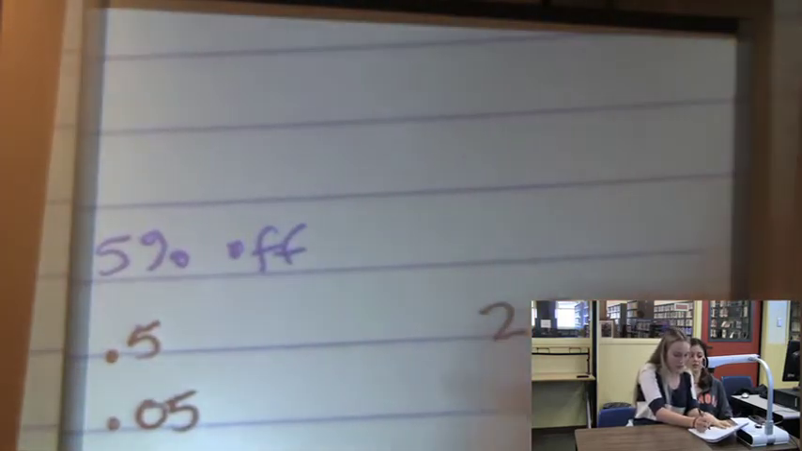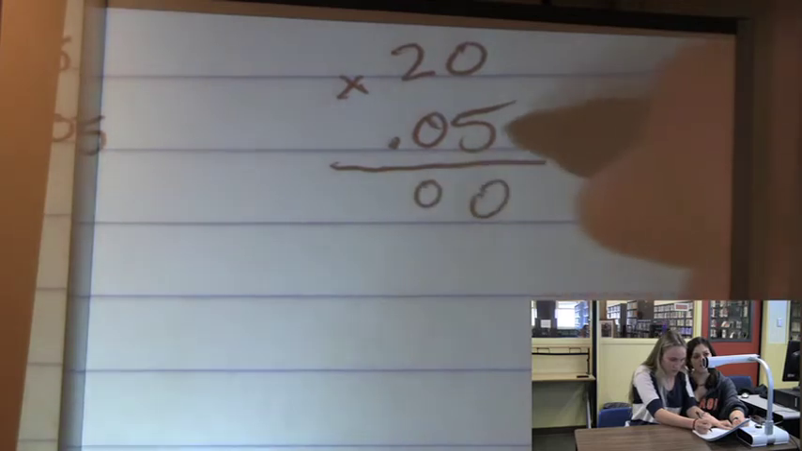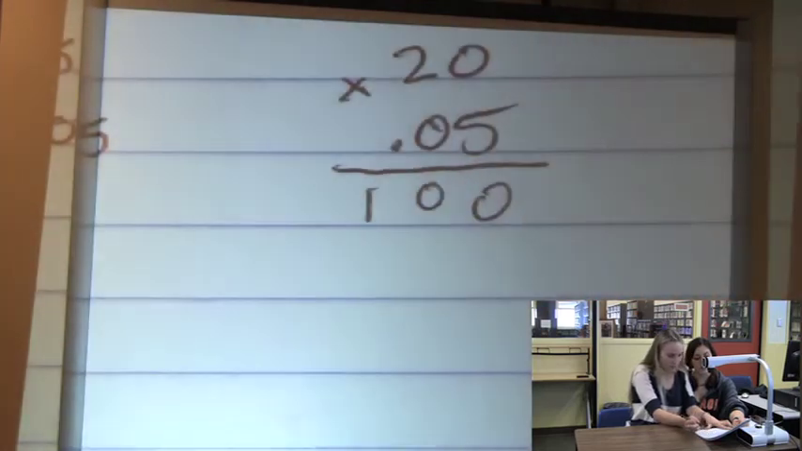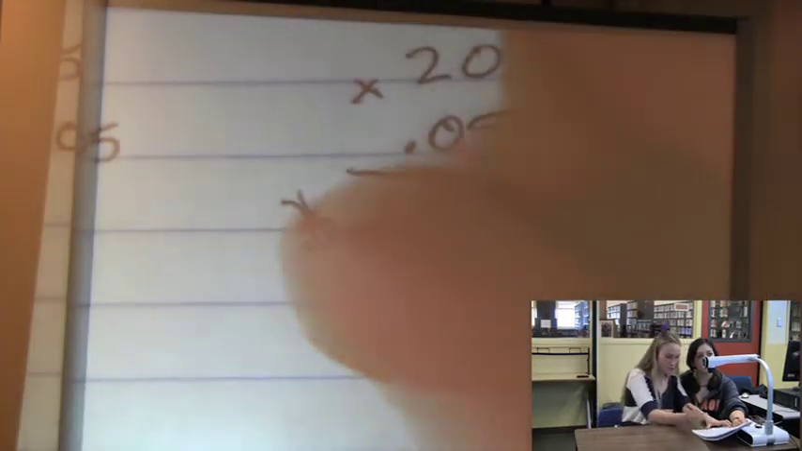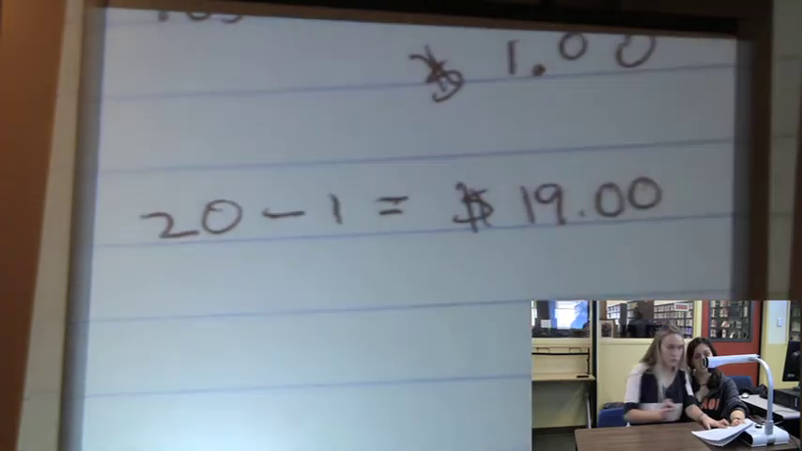So you take this amount, 20 times 0.05, equals $1 off. Then you subtract that from the total: 20 minus 1 equals $19, right? Yeah, that's good. So let's do another problem.